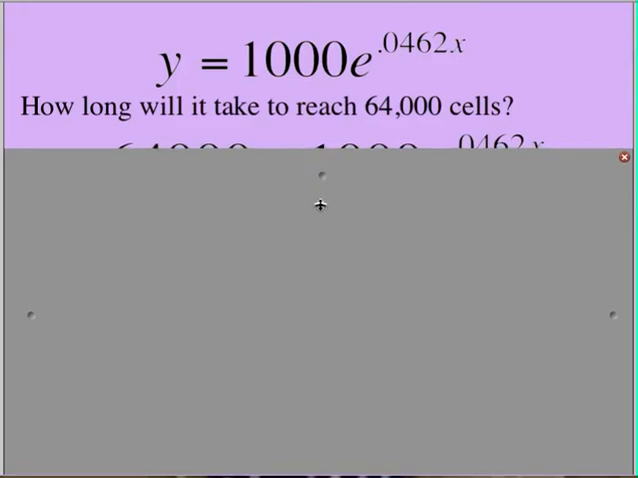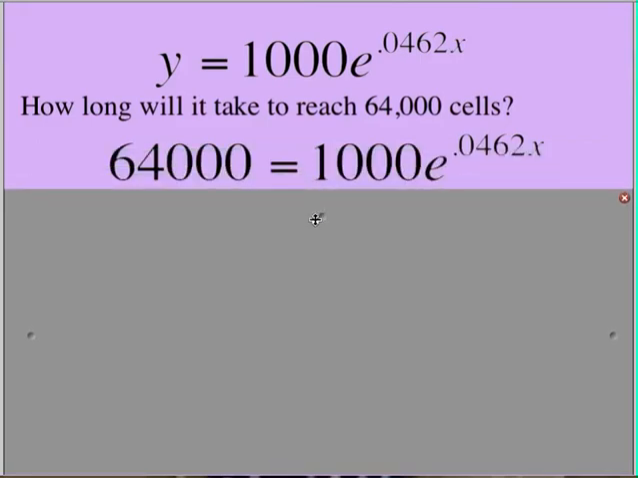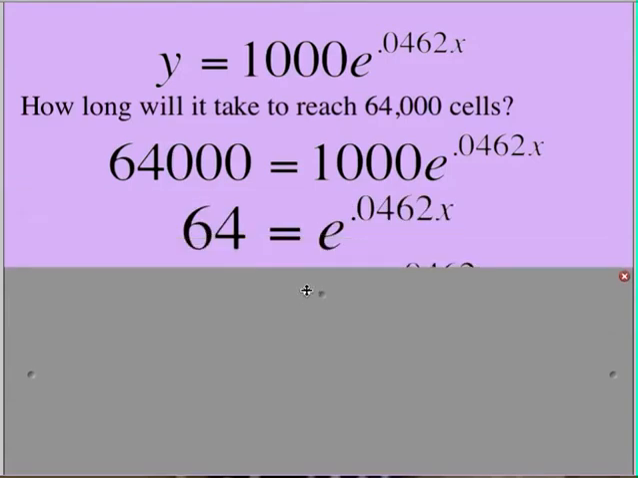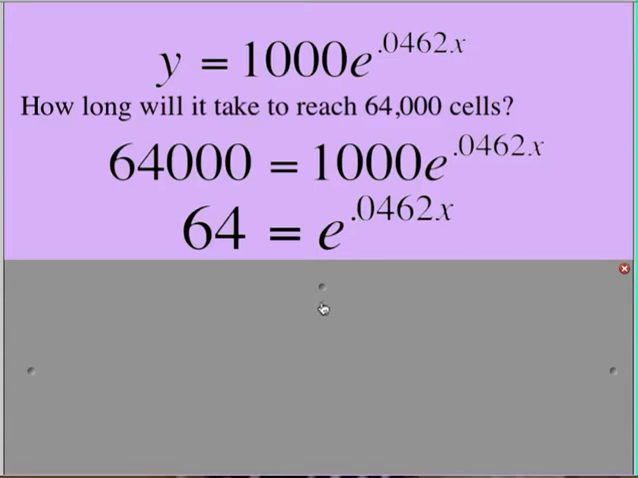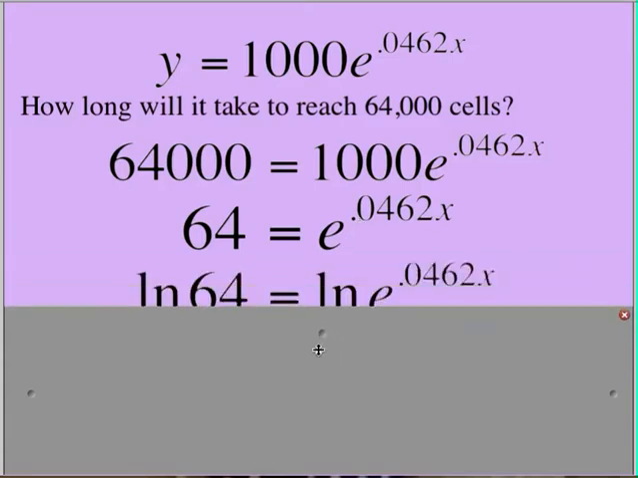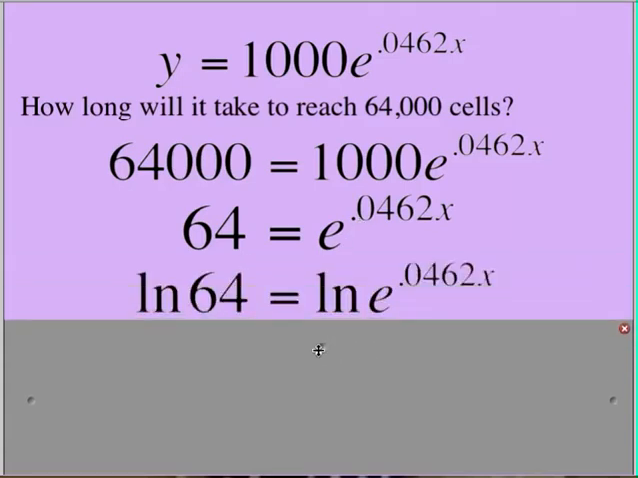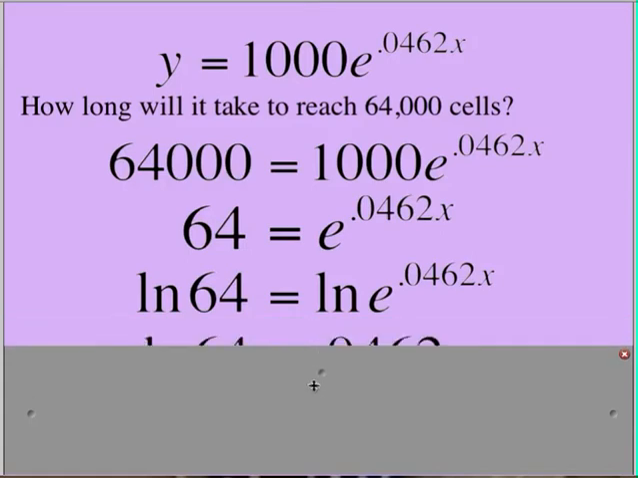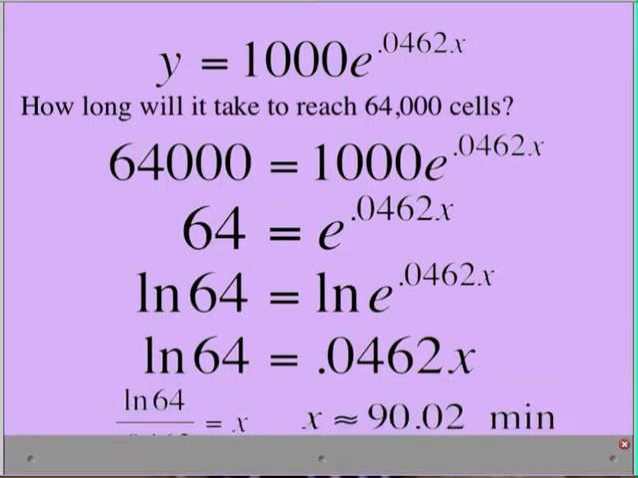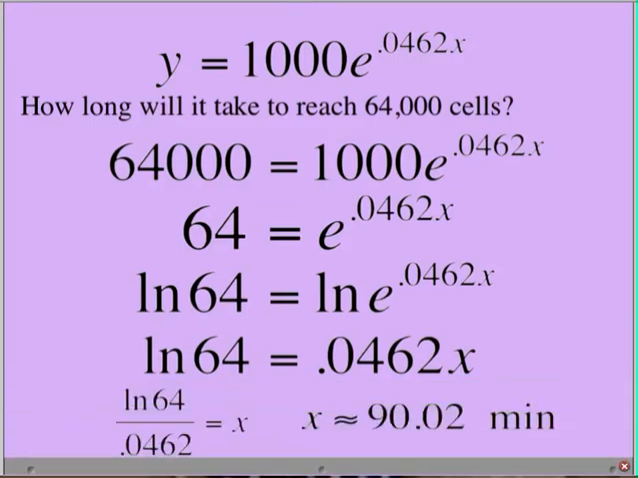That means we're going to plug 64,000 in for y and solve for x. So then we're going to divide both sides by 1,000 and then apply the same things that we did when we solved for r. So in order to bring the exponent down, you have to apply the ln to both sides. So the natural log of 64 equals the natural log of e to the 0.0462x. That ln and e cancel out on the right side, and so then my last step would be to divide by the 0.0462. So we get about 90 minutes or an hour and a half for the 1,000 cells to become 64,000 cells.